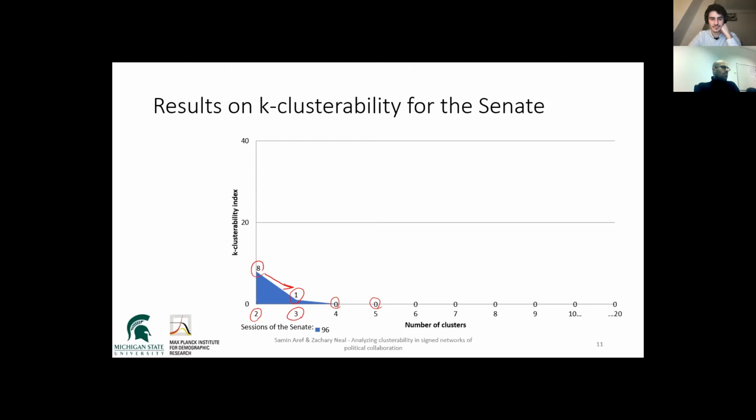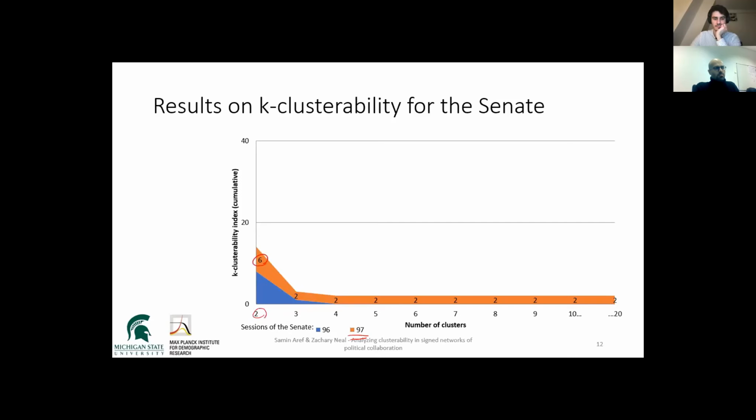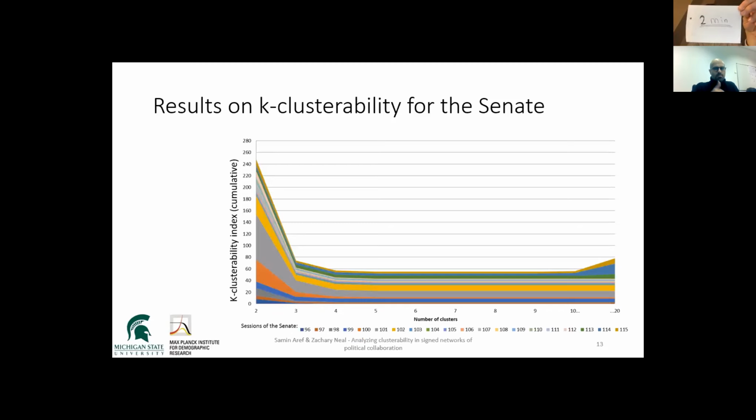network is weakly balanced for K being equal to 4, 5, and larger values. Here is the cumulative K-clusterability index now on the y-axis, and the part that you see in orange color is for the 97th session of the network. Again, we see the same pattern that for using 2 clusters, we have 6 frustrated edges, but when we use 3 clusters, the number of frustrated edges declines to 2. We see all the results for all sessions of the US Senate on this plot.